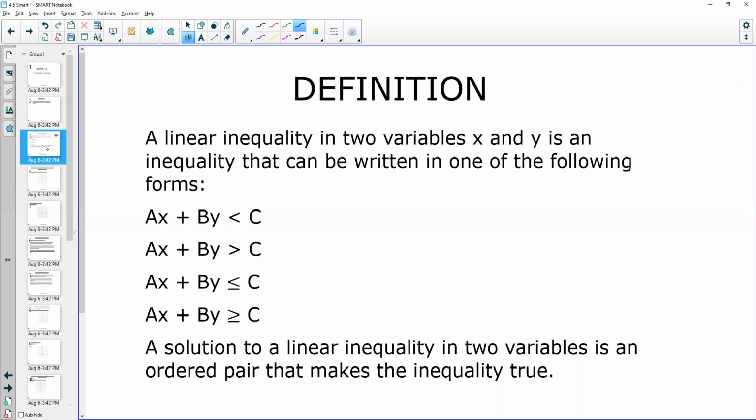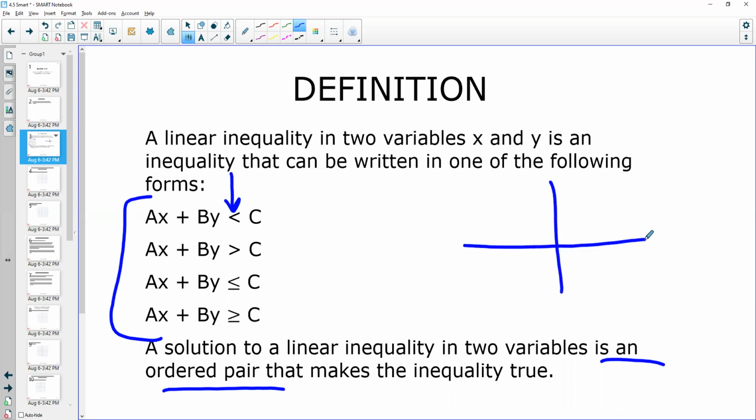So when we're talking about linear inequalities in two variables, we're talking about the same format that we've been talking about all along. We're just using inequality symbols rather than an equal sign. A solution to a linear inequality in two variables is any ordered pair that makes the inequality true. Just like before, we can put in a point. If it makes it work, it's true.